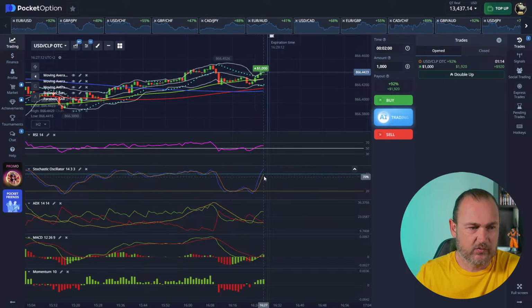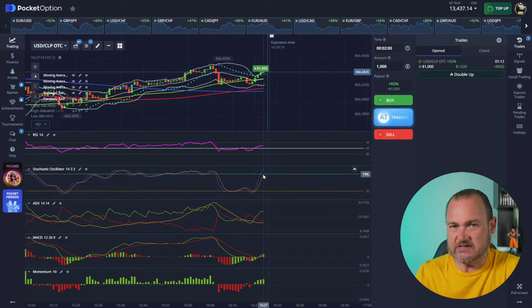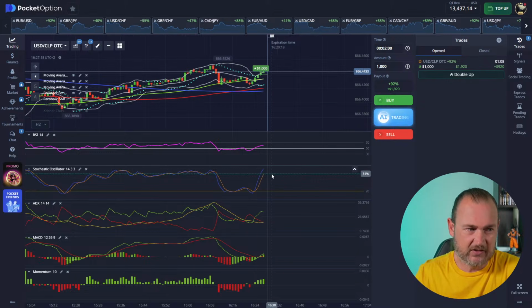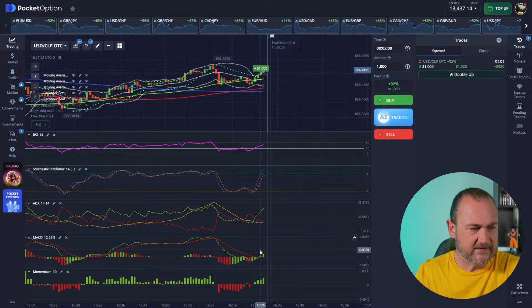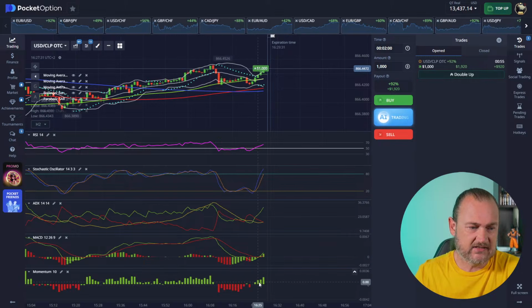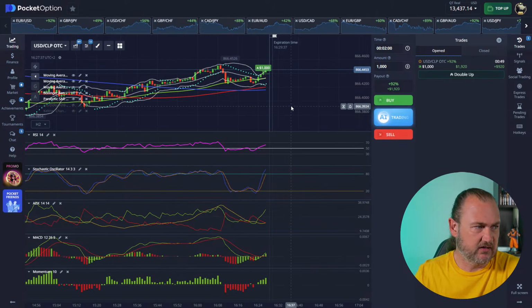I will much rather take a buy trade when the stochastic goes into overbought and a sell trade when it goes into oversold. I don't quite understand why people got into the habit of doing reversal trades on that. But be that as it may, we had a bullish crossover on the MACD. We can see that the momentum switched bullish, and it's starting to increase again. So this should be a decent trade.